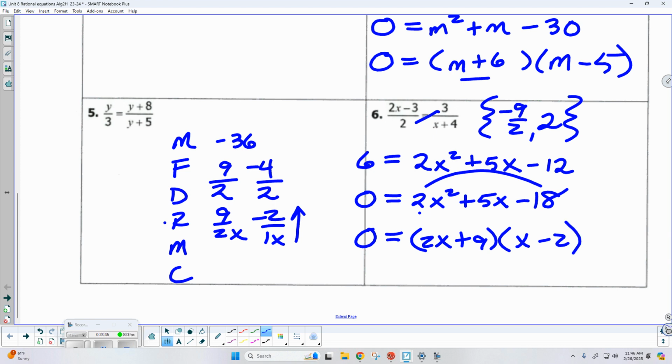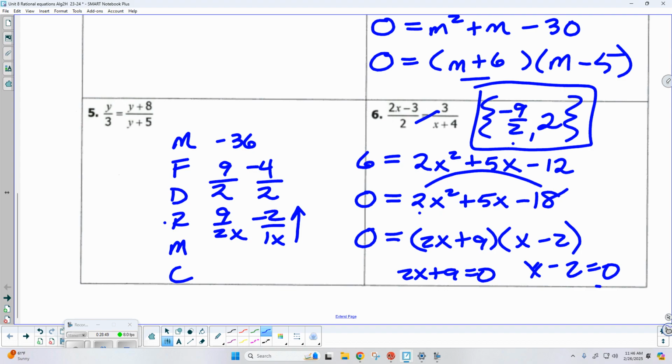And then if I were to go ahead and set each one of these equal to 0, okay, so if 2x plus 9 equals 0, subtract the 9, divide by 2, and then if x minus 2 is equal to 0, there we go. And then, of course, starting at the beginning, x cannot equal -4.